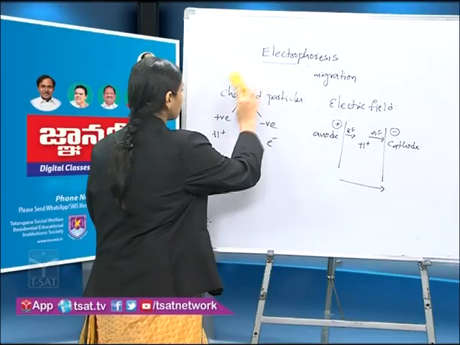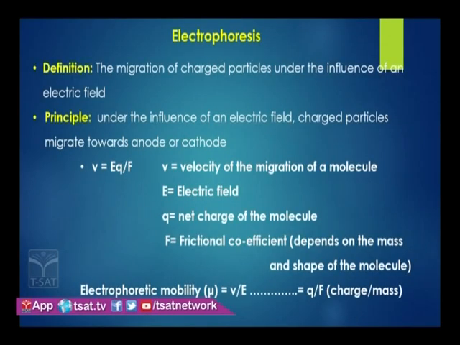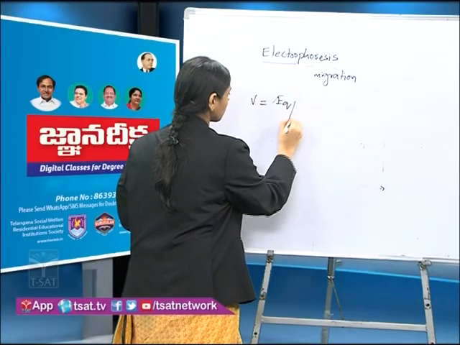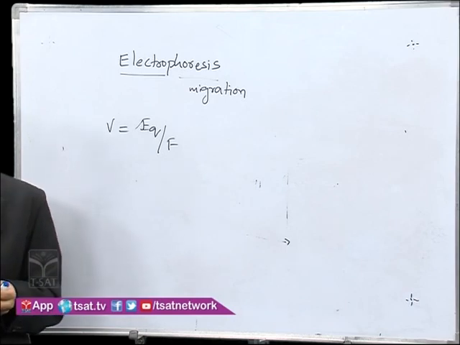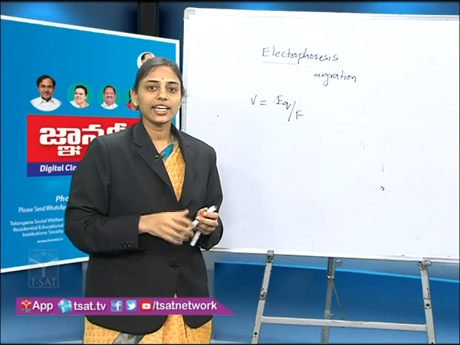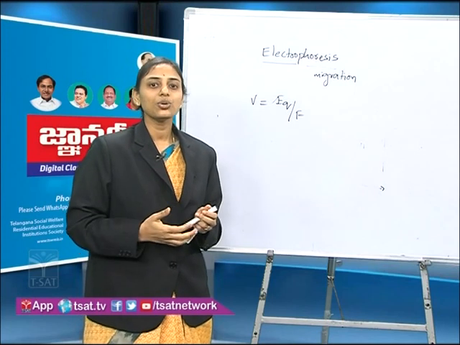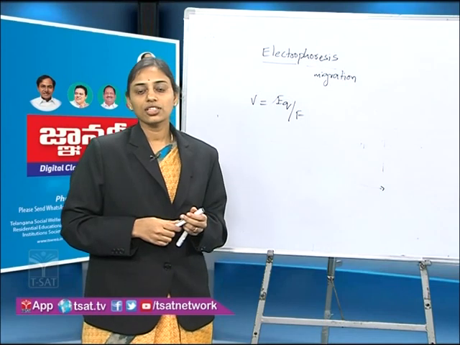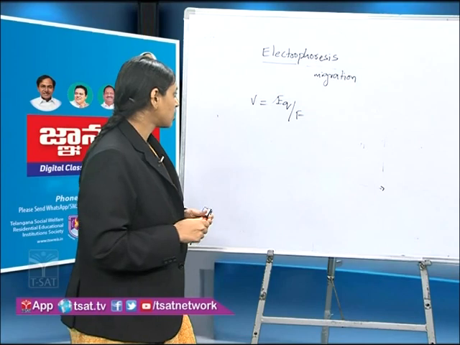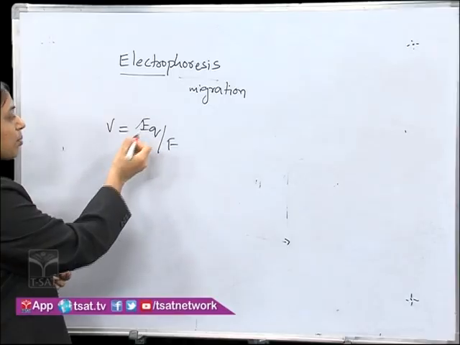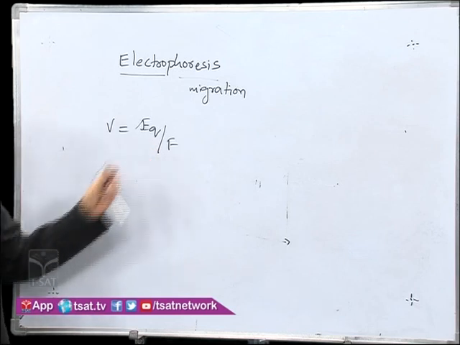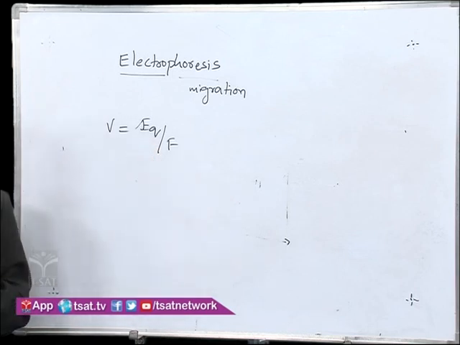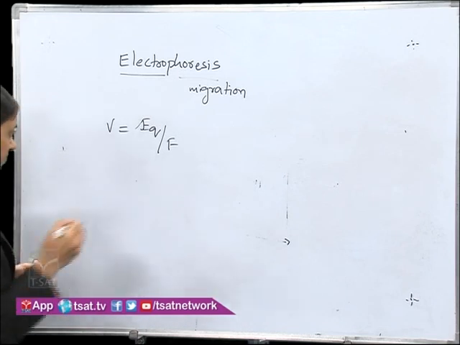migration can be explained by the formula V equals EQ by F. Here, V is the velocity of migration of a molecule, E is the strength of the electric field, Q is the net charge of the molecule and F is the frictional coefficient. This depends on the shape and size of the molecule. So, velocity is proportional to the electric field and charge and inversely proportional to the frictional coefficient, which depends on the mass and shape of the molecule.